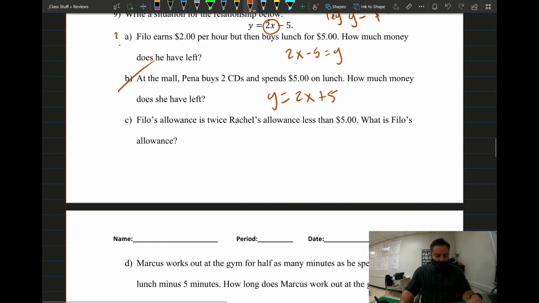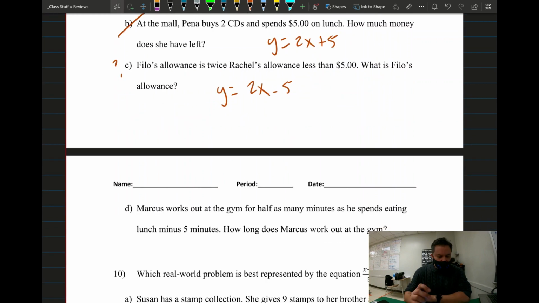C. Philo's allowance is twice Rachel's allowance, less than 5. Philo's allowance, what is Philo's allowance? So Y equals 2 times whatever Rachel's is, minus 5. So that one looks like it might be my answer. Let's look at D. Marcus works at the gym for half as many minutes. Half. You're dividing now. We're not dividing anywhere, so it must be C.